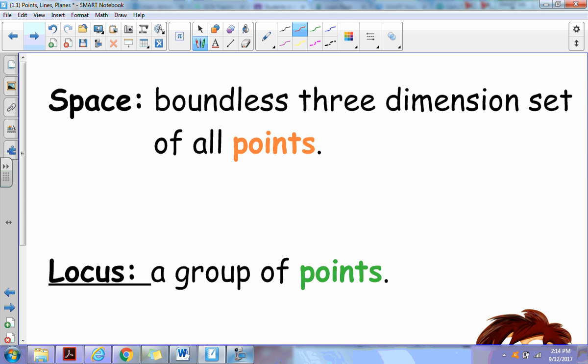Thank you. Okay, so space is essentially a set of all points in the entire universe. And a locus is just a group of points. You will probably not really see these words anymore, but they're in your textbook, so I put them in your notes. Okay, so if you see the word space, it just refers to all points in the universe. And locus is just a group of points or a set of points.